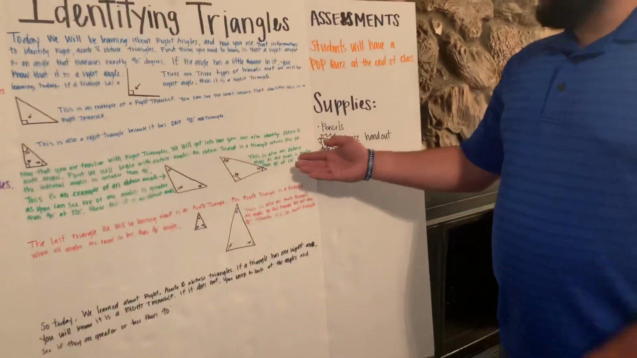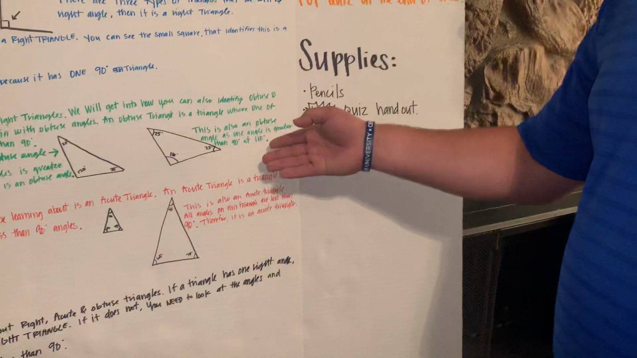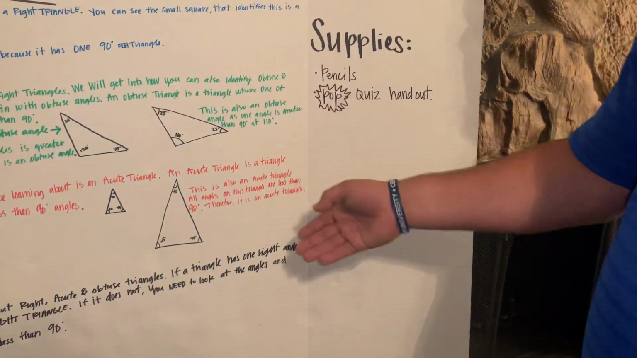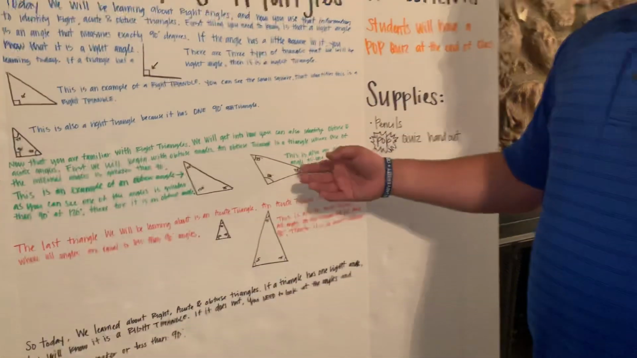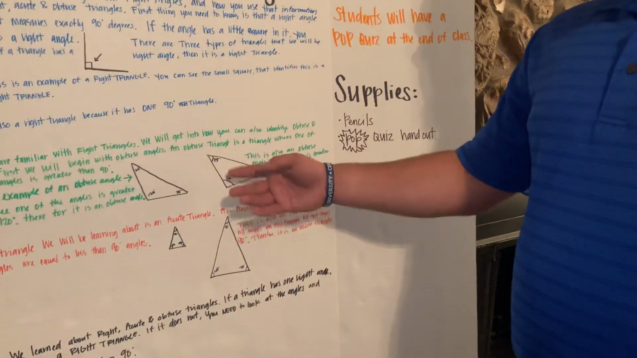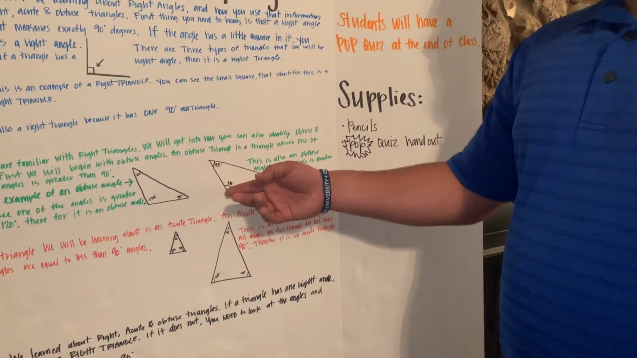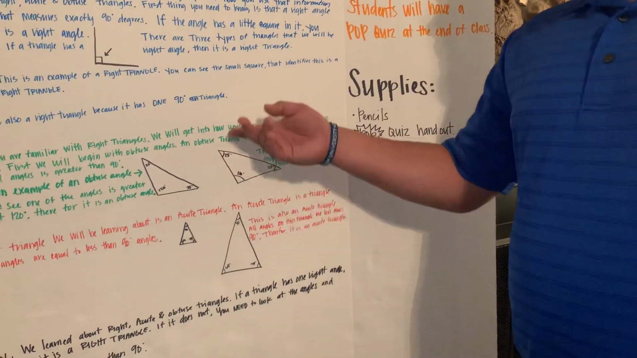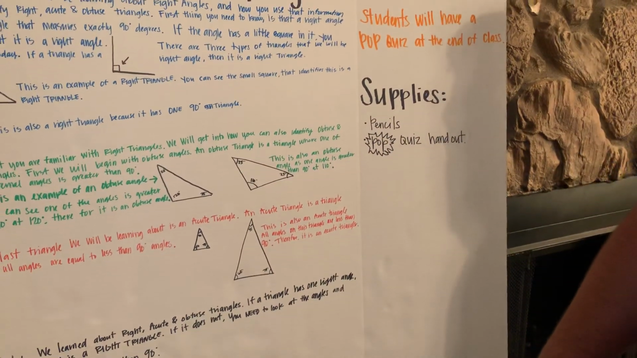This is also an obtuse triangle, as one angle is greater than 90 at 110. So you have your 25-degree angle, your 25-degree angle, and then since this angle right here is greater than 90 degrees, then it is an obtuse triangle.